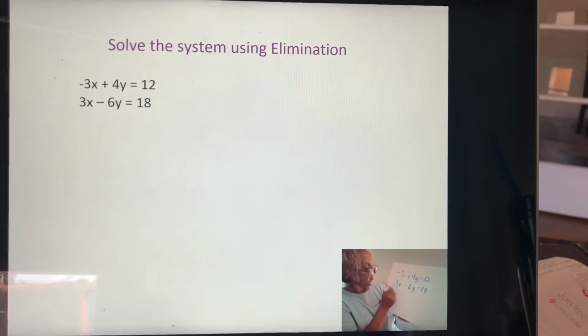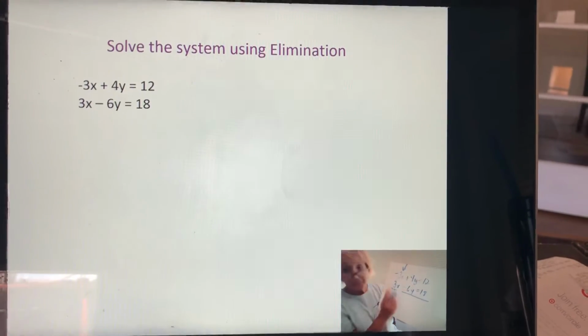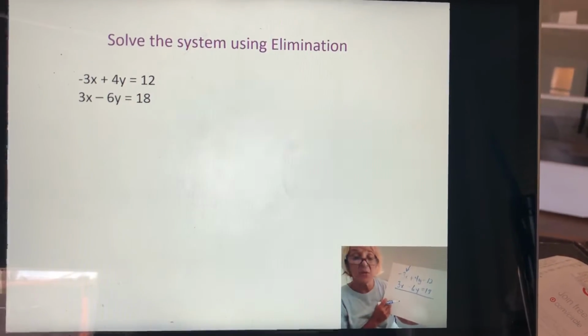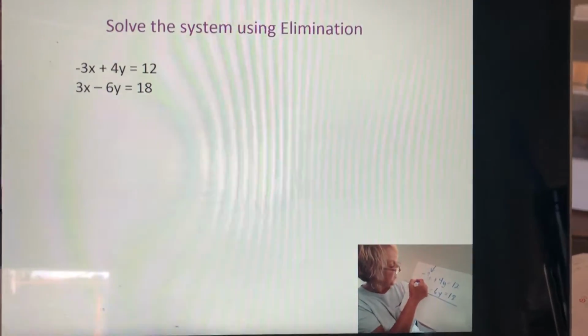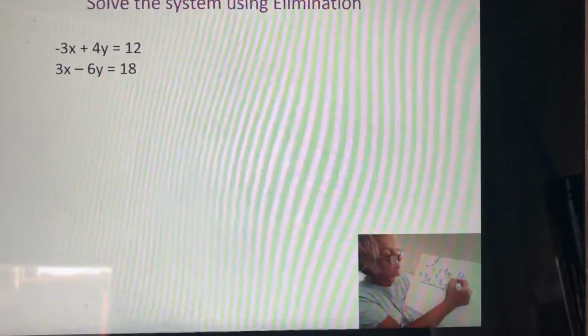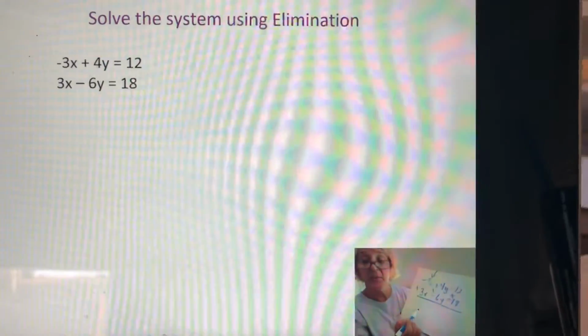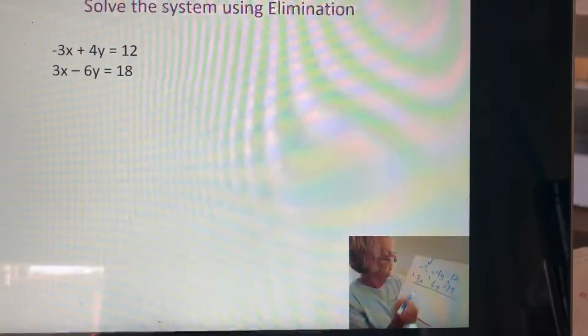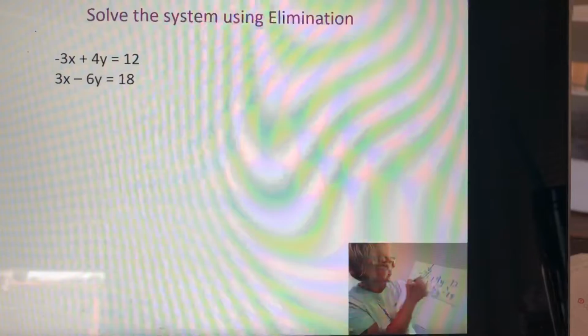So go ahead and write the problem down. This is the term we're going to eliminate. And again, we are adding. So you're deciding if you're going to add or subtract when you're determining which variable to eliminate. So negative 3x plus 3x cancels out.